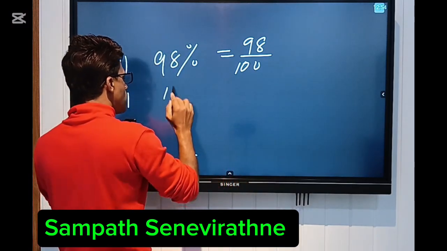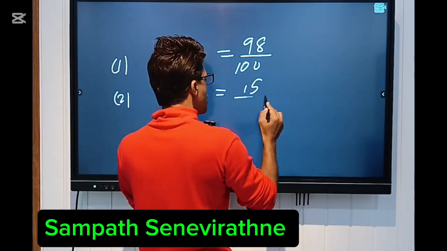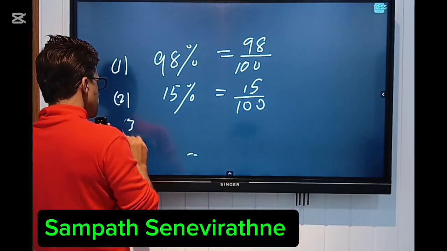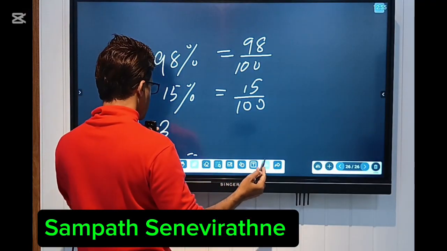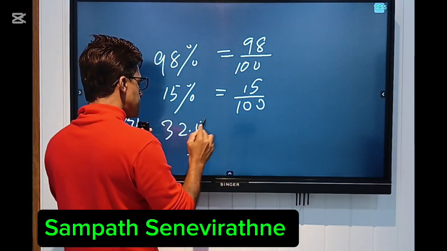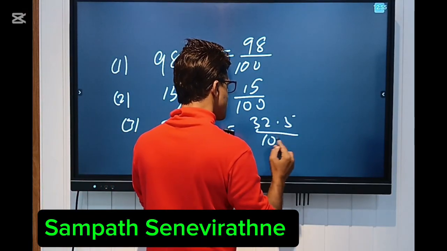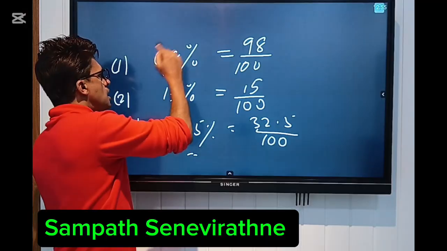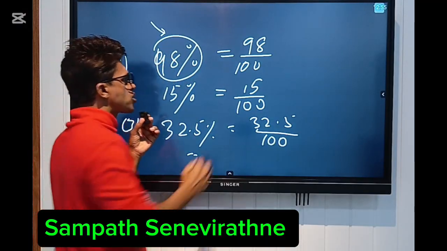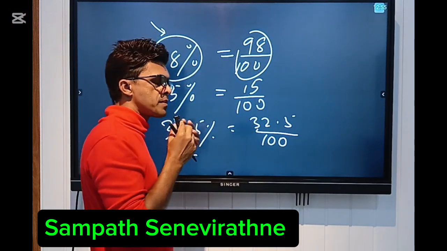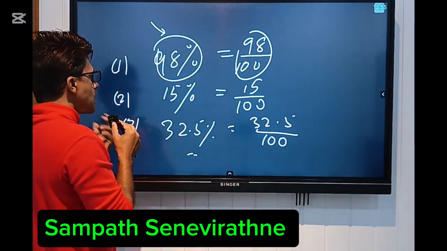Think of 15%. 15% means 15 over 100. Three and a half, sorry, 32.5% means 32.5 over 100. So a given percentage can be written as a fraction. Okay, so you understood that fact.